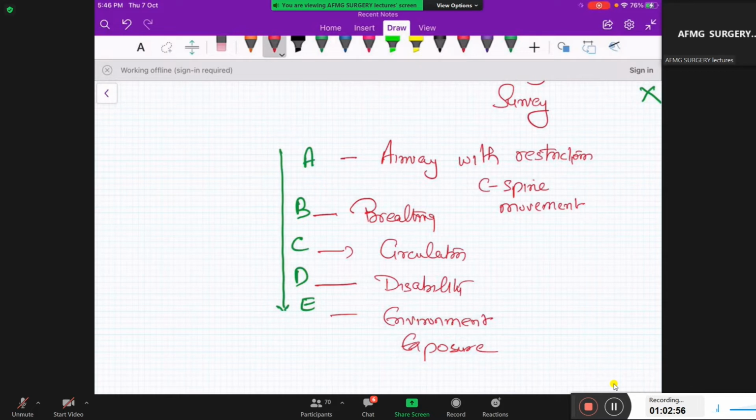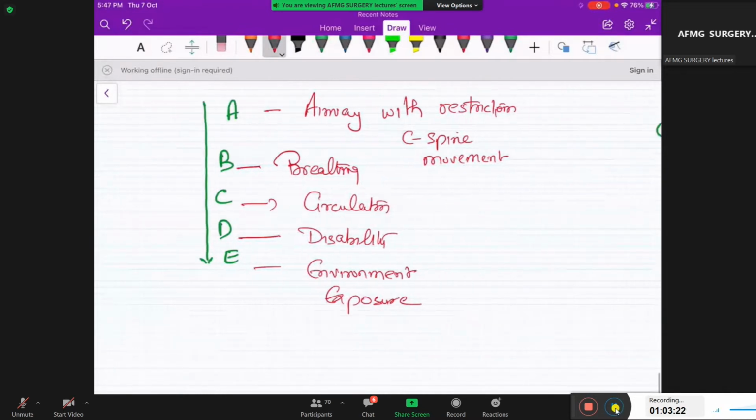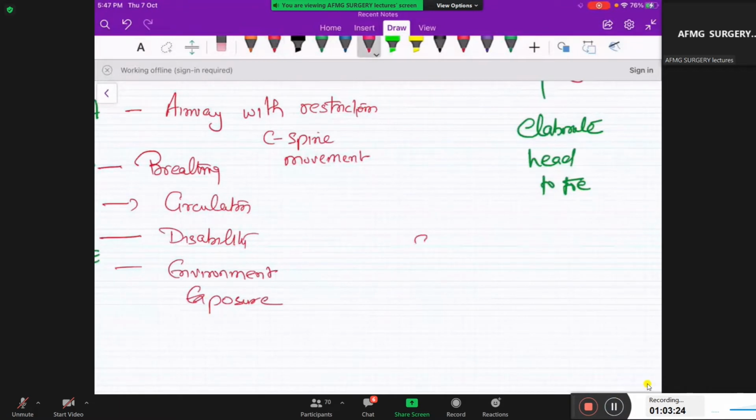Now, imagine, very important question. Imagine you are called to attend an emergency. Very important approach. What will be your first step? The first thing you should do is scene safety.